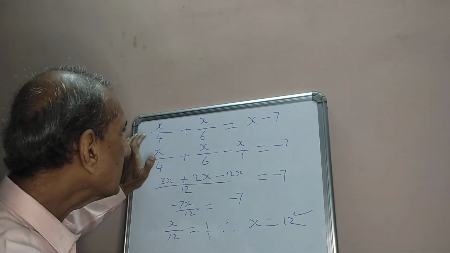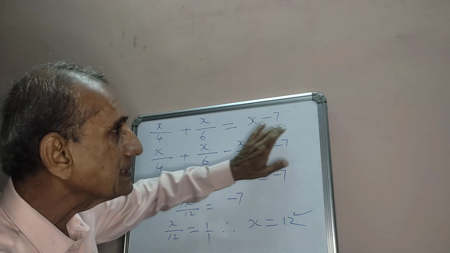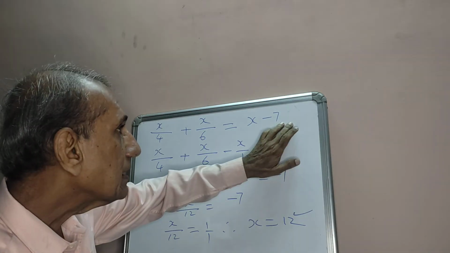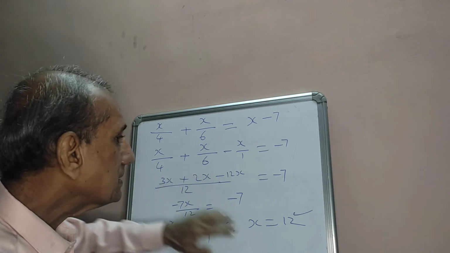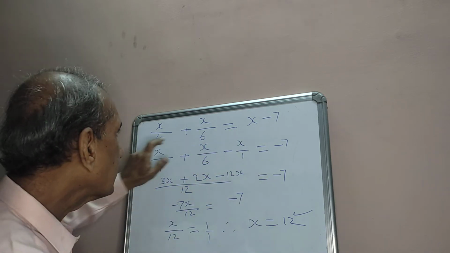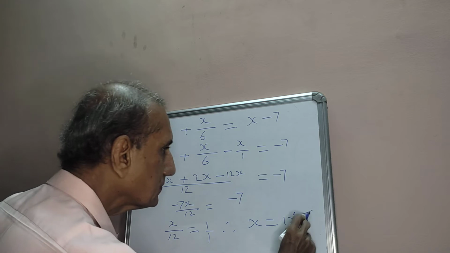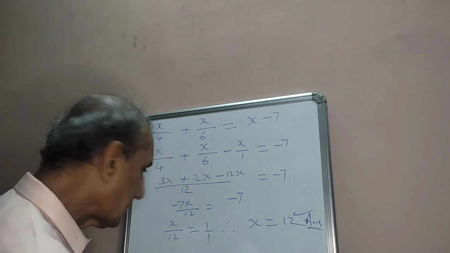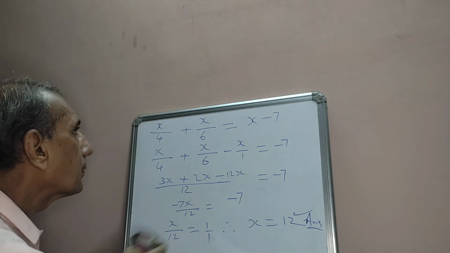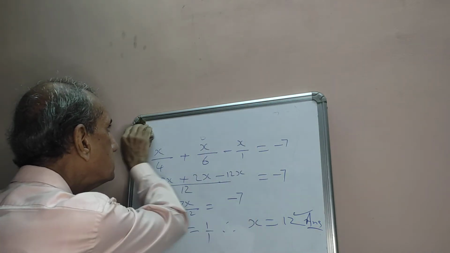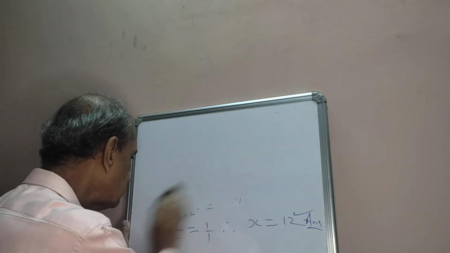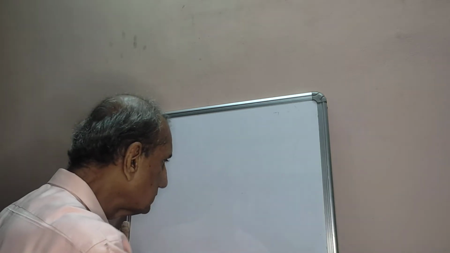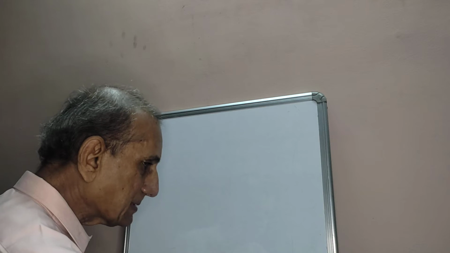That means the left hand side of the equation, the LHS, is equal to the right hand side of the equation, that is the RHS. Okay. So now that means this x is equal to 12 satisfies this equation. So my answer is correct. Okay. Next. Fine. We'll go to the next problem.